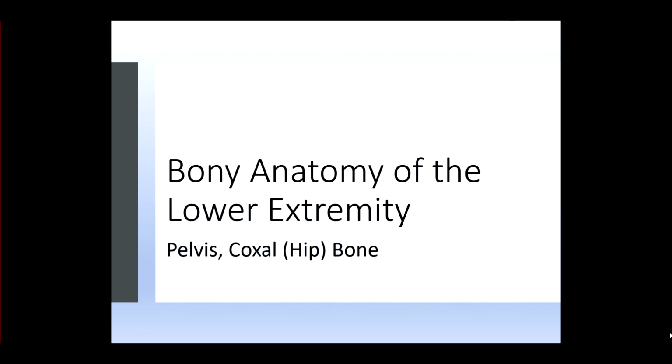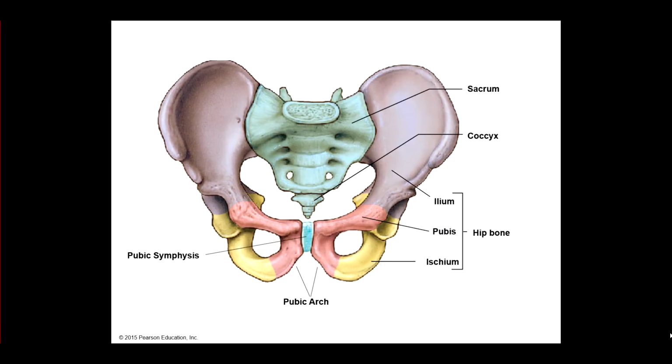In this lesson, we'll begin taking a look at the bony anatomy of the lower extremity. We're going to take a look at the components of the pelvis, and then we'll focus on each one of the hip bones or coxal bones that make up the pelvis.